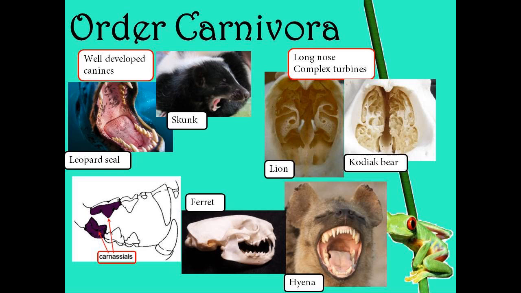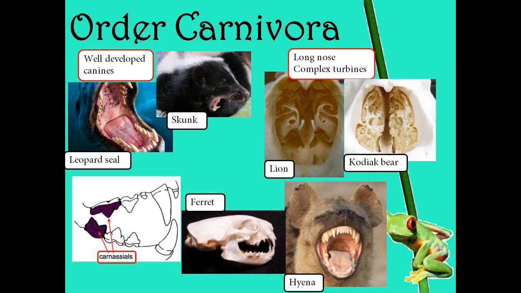Well, there are a couple of things. They all have well-developed canines. So like their name says, they eat meat, so they have good canine teeth to tear this meat apart, like you can see on this picture of the leopard seal and the skunk. They also have a long nose and complex turbinates, these little bones. If you took the skunk and cut his nose off and cleaned it up, you would see these little bones in there, and they make the air tumble, and that helps them smell, because these animals have to smell to hunt. So you can see on this lion skull and bear skull that those bones are very complicated. They're swirly and all kinds of stuff is going on.